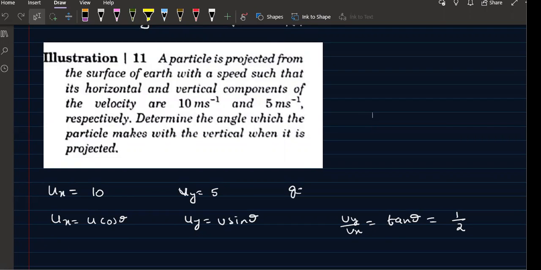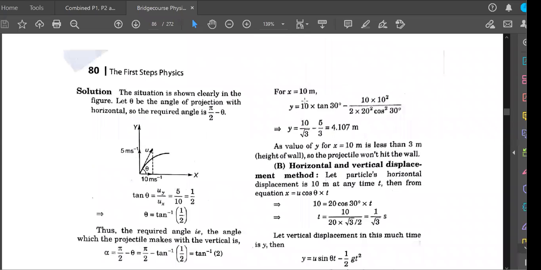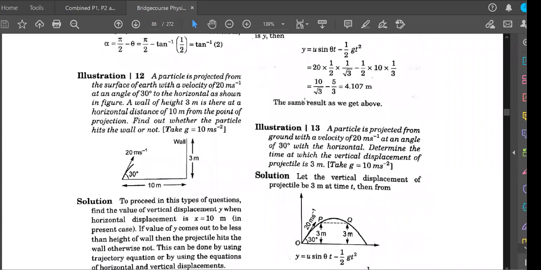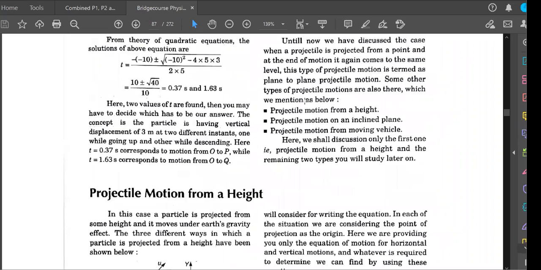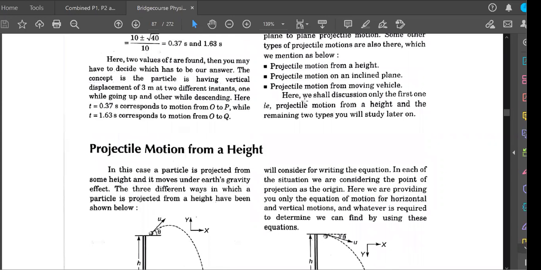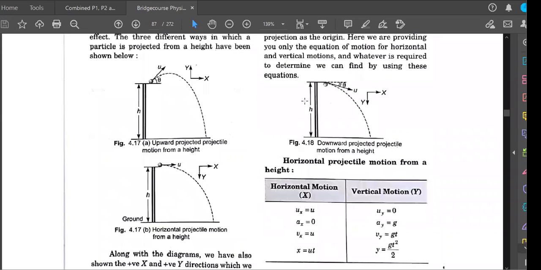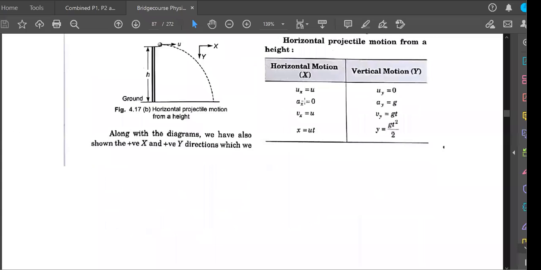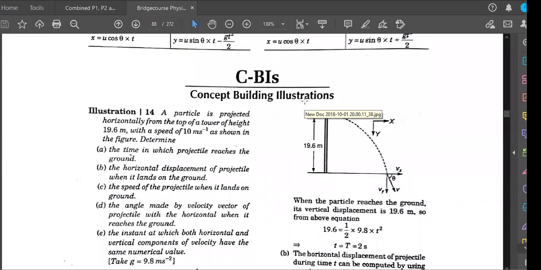Okay. So I'll share you this book. In the same book, the second part, please try to go through all the examples. Right, everyone. So we are done with motion in 2D. That is the concept that we'll study in class 11th also.